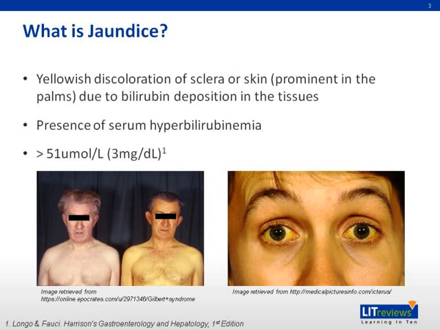Jaundice, also known as icterus, is derived from the French word jaune, which means yellow. Essentially, it refers to the yellow discoloration of the sclera, followed by the skin and the presence of hyperbilirubinemia. In fact, the degree of hyperbilirubinemia can be estimated by the extent of jaundice observed, with scleral icterus presenting when serum bilirubin exceeds 51 micromoles per liter.